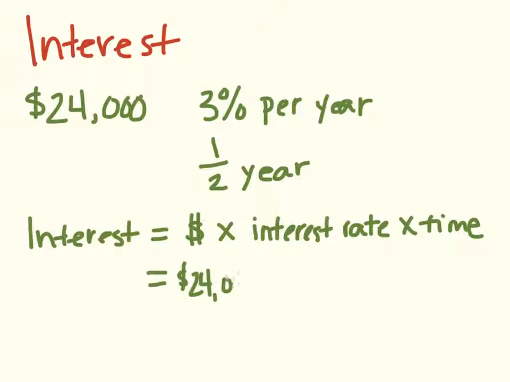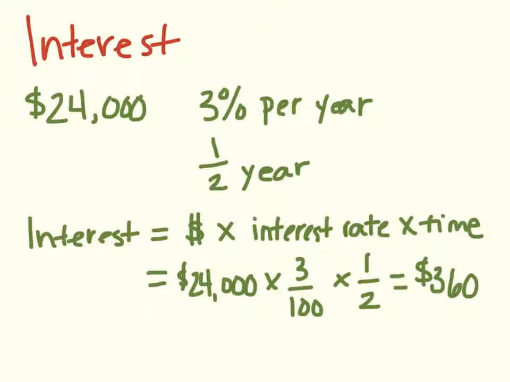So our interest equals $24,000 times 3 over 100, our interest rate, times 1/2 of our year. So our total amount of interest is $360. So the Astronomy Society will earn $360 in interest at the end of half a year. If we were asked to give the total amount of money in their account, it would be $24,360. Let's finish up with 2 practice problems for you.